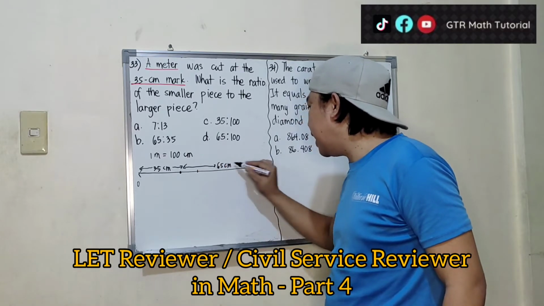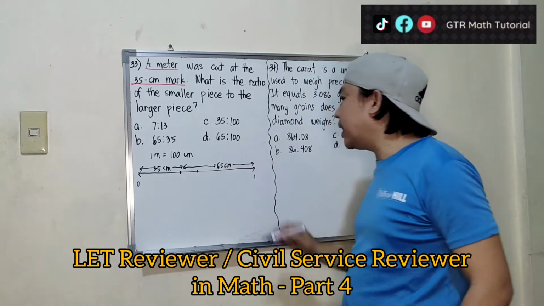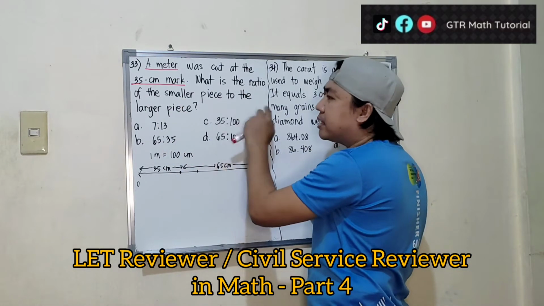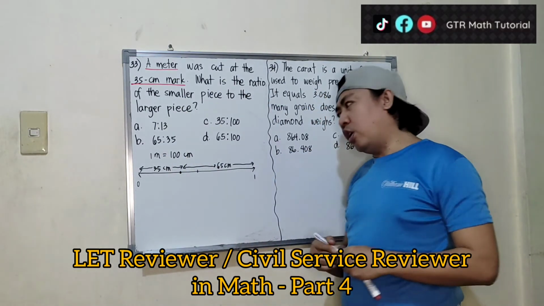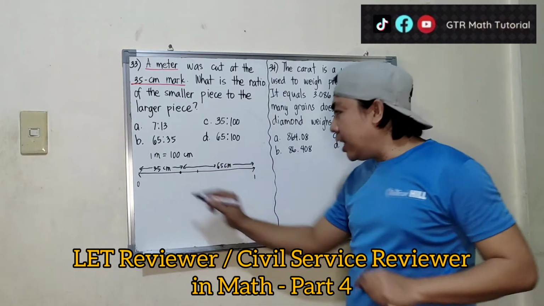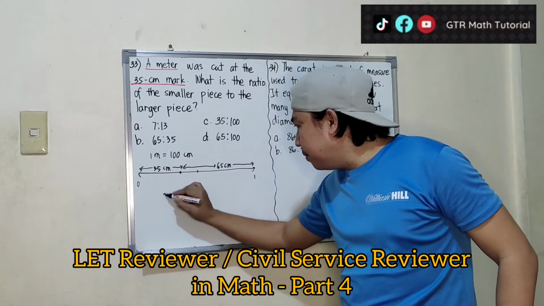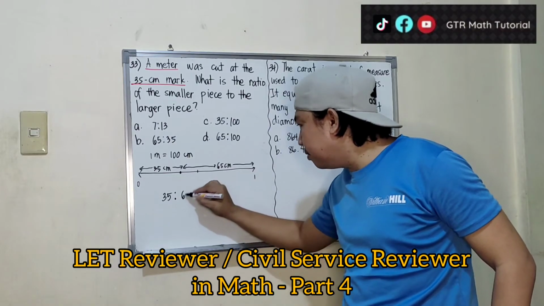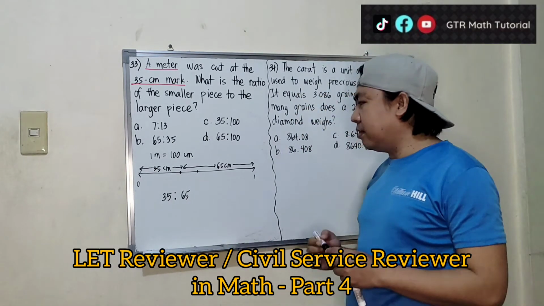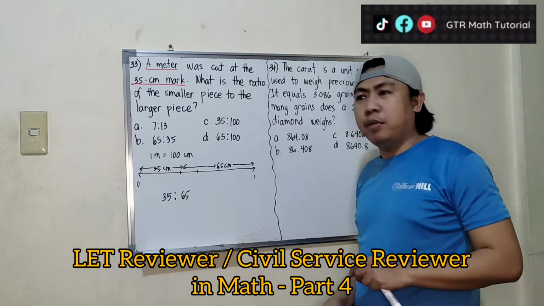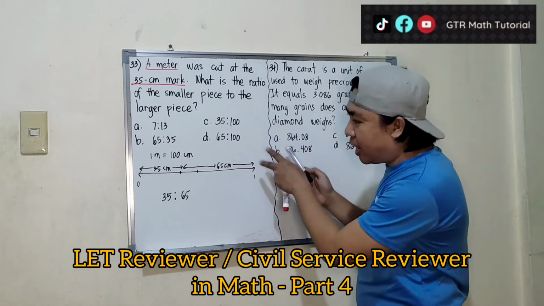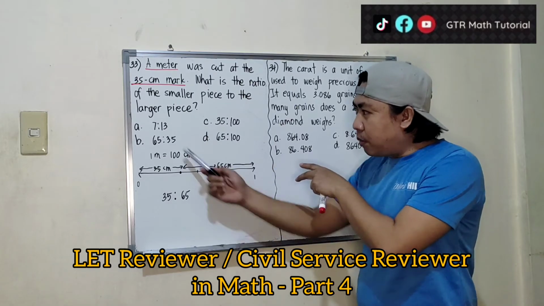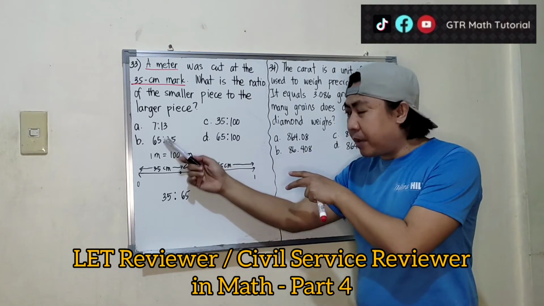Ayun. So, kunin lang natin ang kanilang ratio. So, what is the ratio of the smaller piece to the larger piece? So, anong ratio nila? So, ang ratio is 35 smaller is to 65. So, yun yung sagot natin. 35 is to 65. So, kung mapapansin nyo, wala sa choices yung 35 is to 65. Okay, so meron lang letter B. So, hindi yan parehas, magkaiba yun.